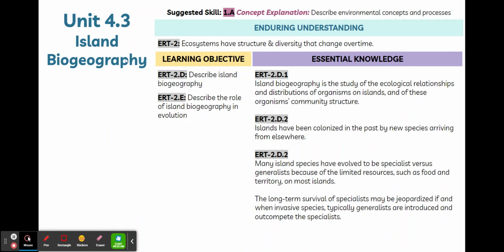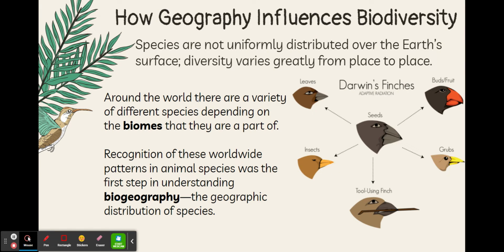In today's video, we're going to be covering Unit 4.3, which is all about the island biogeography theory. Okay, so again, this unit is all about biodiversity, and we are going to explore today how geography and how islands influence biodiversity. So, species are not uniformly or evenly distributed over the Earth's surface. Diversity varies greatly from place to place. Around the world, there are a variety of different species depending on the biomes that they are a part of.